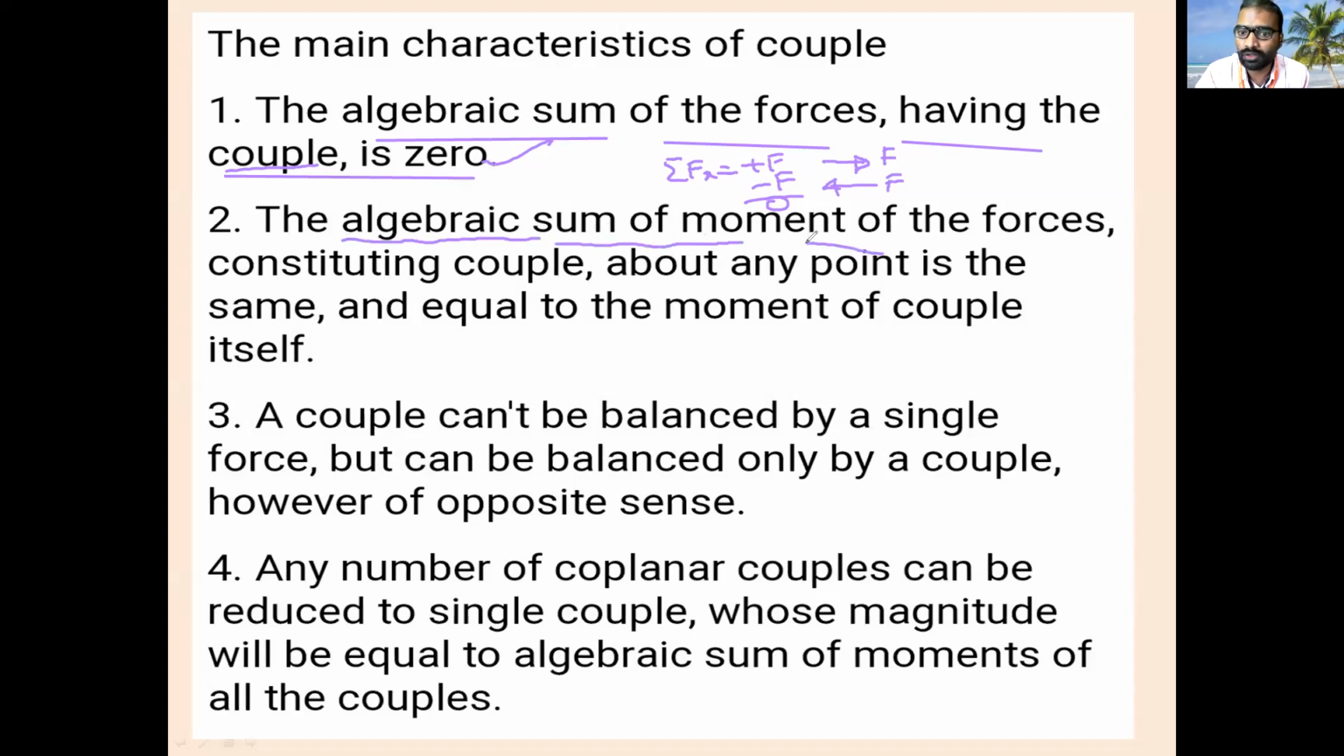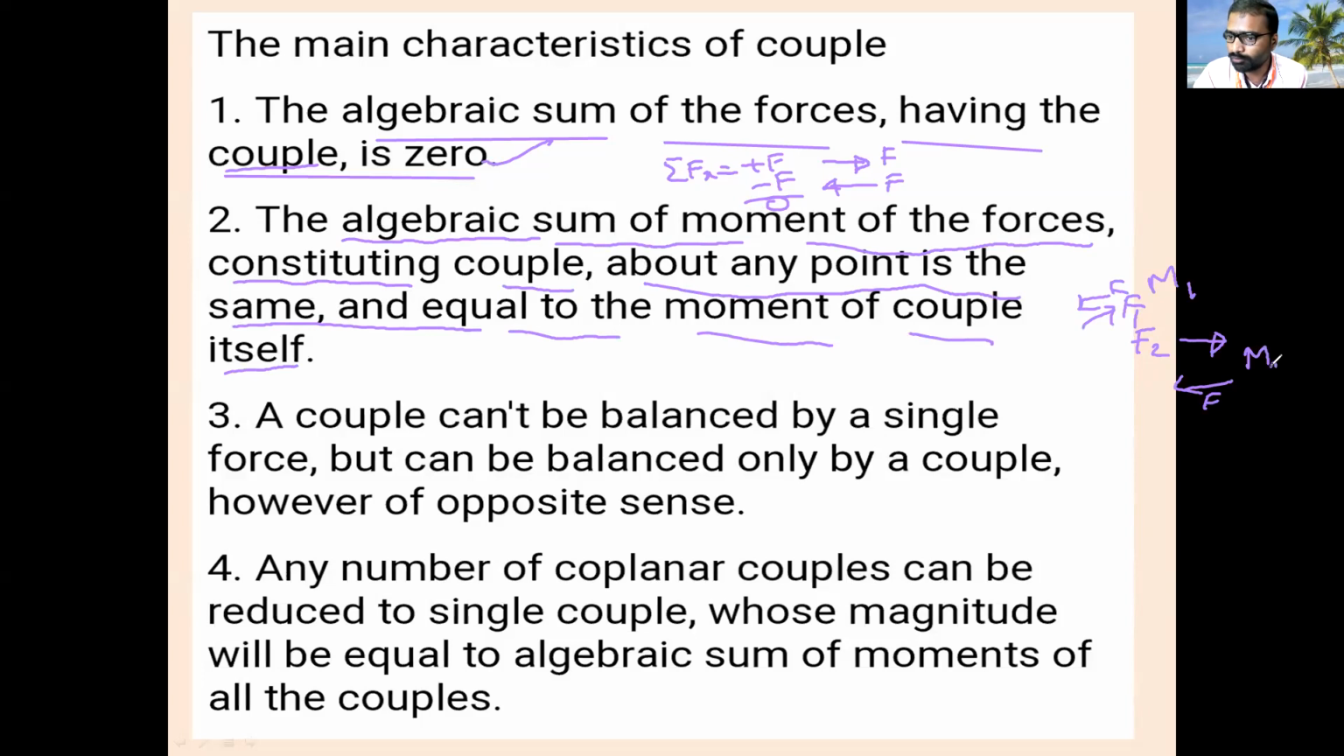The algebraic sum of the moment of the forces constituting a couple about any point is the same and equal to the moment of the couple itself. See what he is saying, the algebraic sum of the moment of the forces. If there are forces F1, F2, F3, this is F1, and there is F2. This will produce moment 1, this will produce moment 2, correct? So algebraic sum means total M is equal to M1 plus M2.